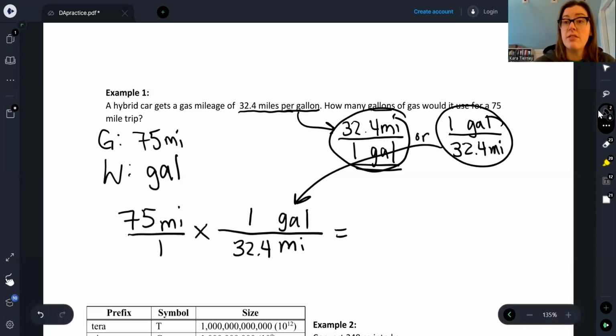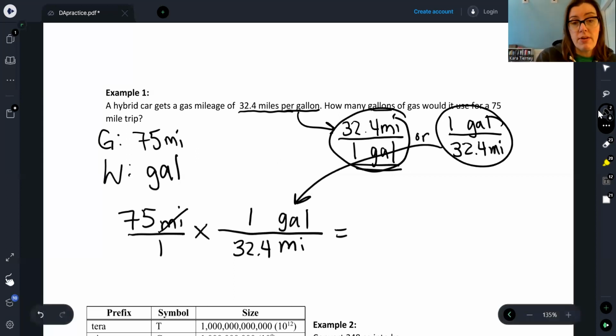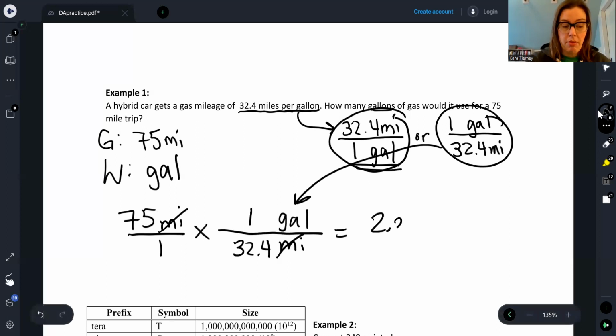How do I know what to enter into my calculator? I multiply by anything on the top. I divide by anything on the bottom. I can ignore ones. So my miles have canceled out, I forgot to cancel out my units. Now to put this into my calculator, I'm going to take 75, and because 32.4 is on the bottom, I am going to divide by 32.4. So when I put 75 divided by 32.4, we get a big long number, 2.3148 and so on.